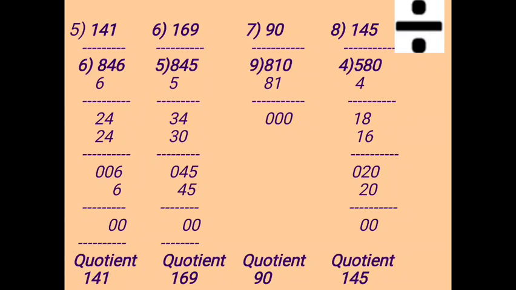So in 4 ones are, just see which number is nearby 18. As you all know, 4 fours are 16. So we'll go for 4 fours are 16. Then subtract it. You will get the remainder as 2. Then the next step is you are bringing down the third number, that is 0. You will get a new number as 20. So in 4 ones are, as you all know, 4 fives are 20. Then subtract it. You will get the remainder as 0 and your quotient is 145.